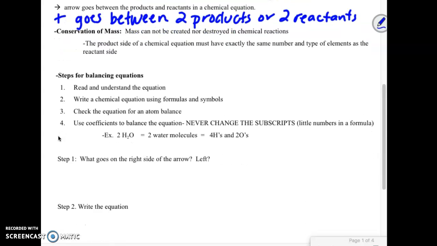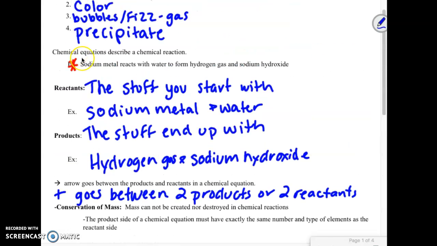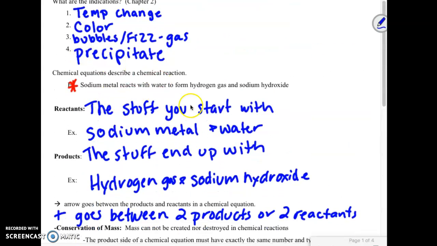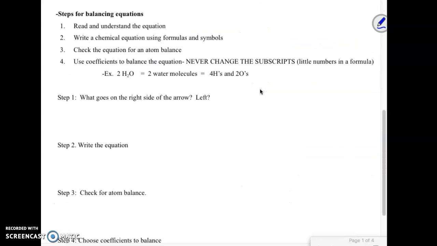So there's a few different steps while we're balancing equations. Step number one is you have to read and understand the equation. And again, our equation is that this sodium metal reacts with water to form hydrogen gas and sodium hydroxide, okay? You're going to write the chemical equation using formulas and symbols. You're going to check the equation for atom balance, and then you're going to use coefficients to balance the equation.